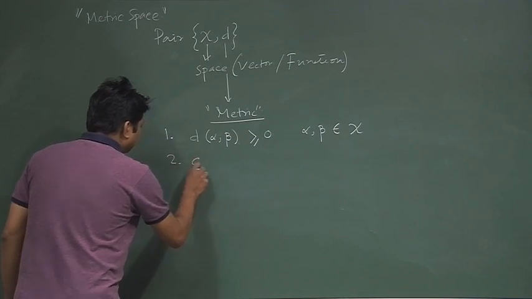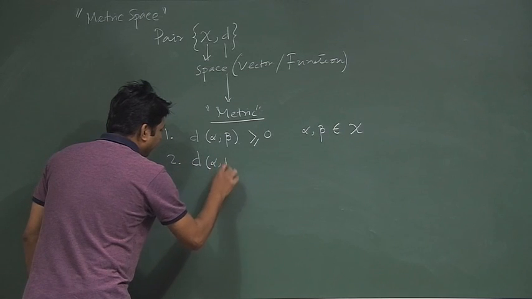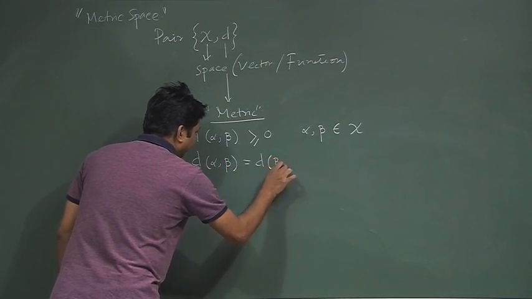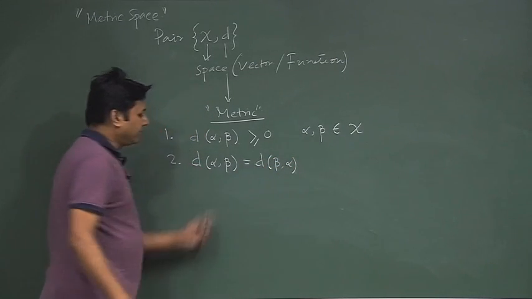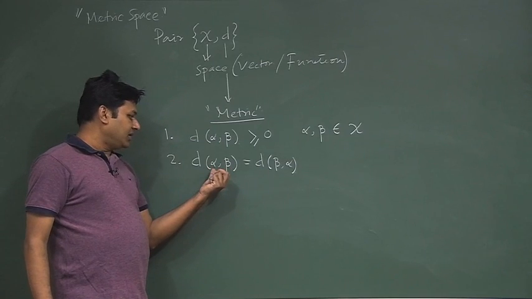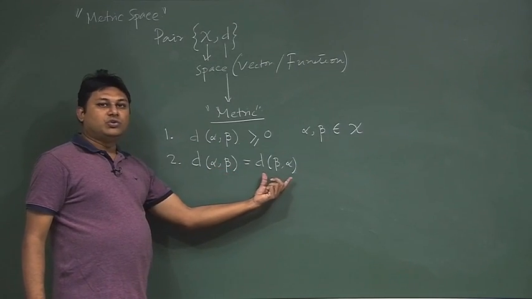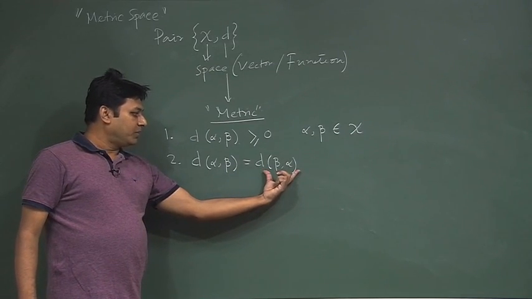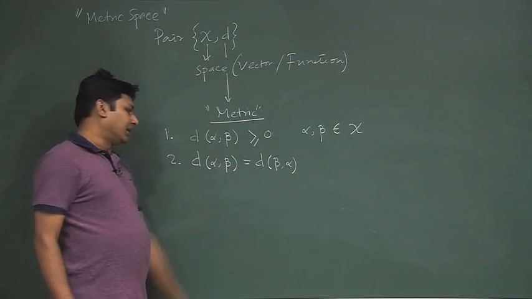Second property: d(alpha, beta) and d(beta, alpha) are the same. That means if I interchange alpha and beta in whatever operation I make through d, there will be no change. If I do the same operation with beta and alpha, I will have the same thing.